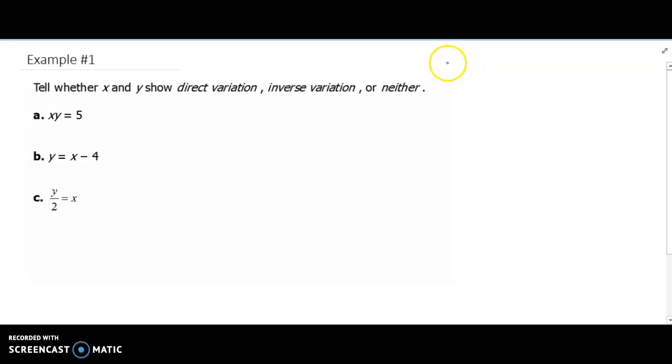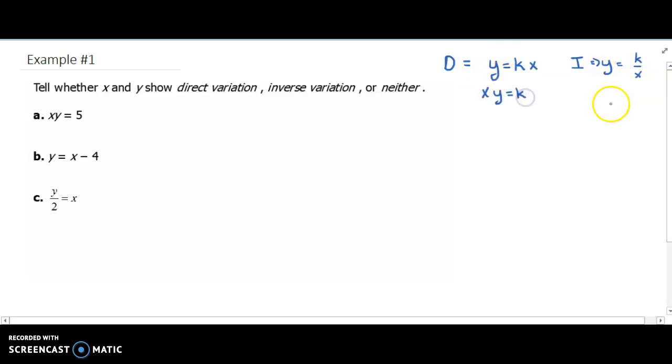All right, so just to recap what we just said. For direct variation, we have y equals kx, and for inverse variation, we have y equals k over x. And we could rewrite this as xy equals k. Okay, now if I look here, notice this is yx equals k here, or if you wanted to rewrite this, you could write it as y equals 5 over x. And so this right here is in the form of inverse variation.